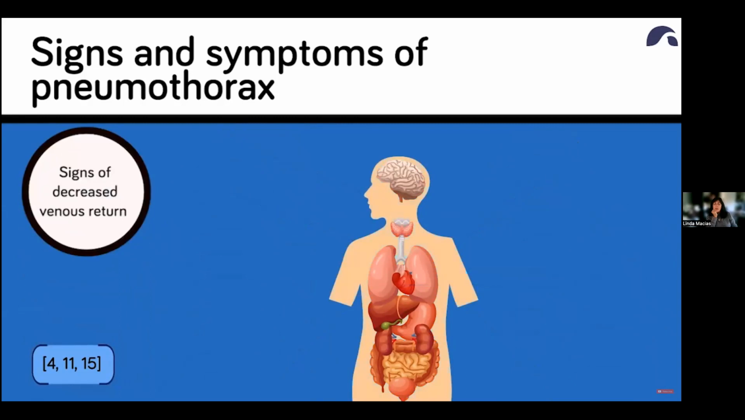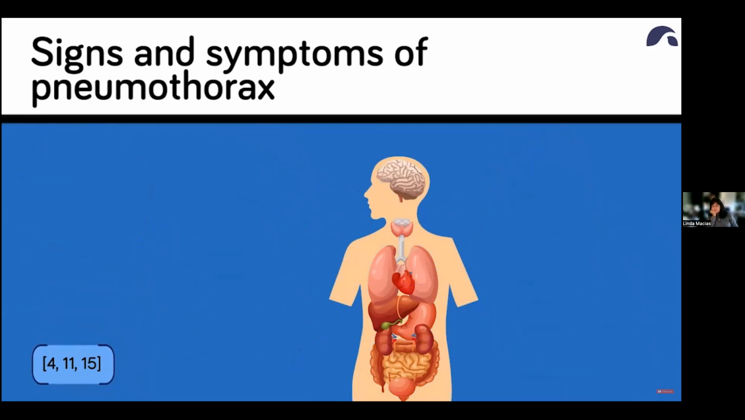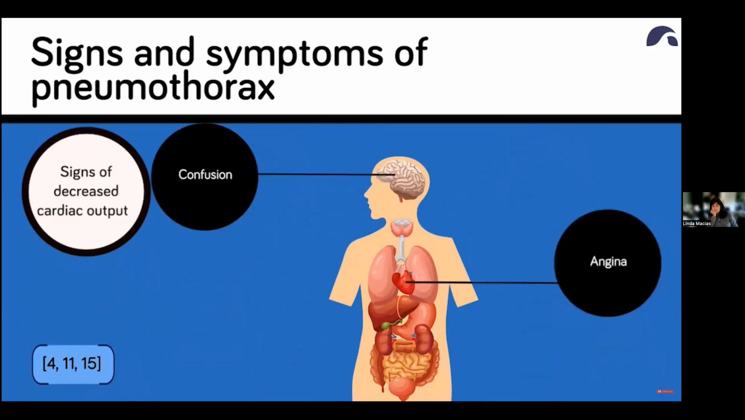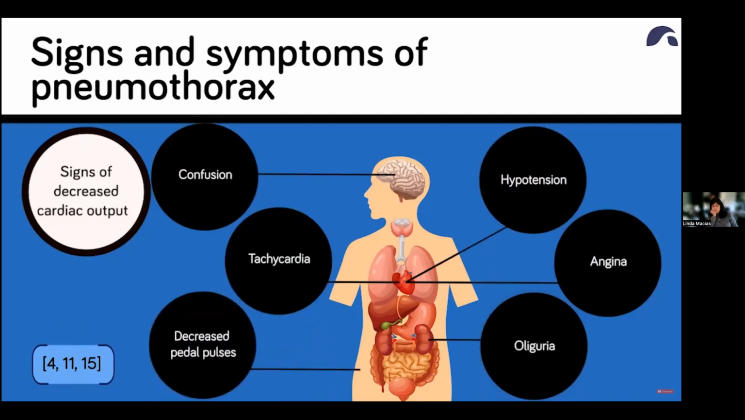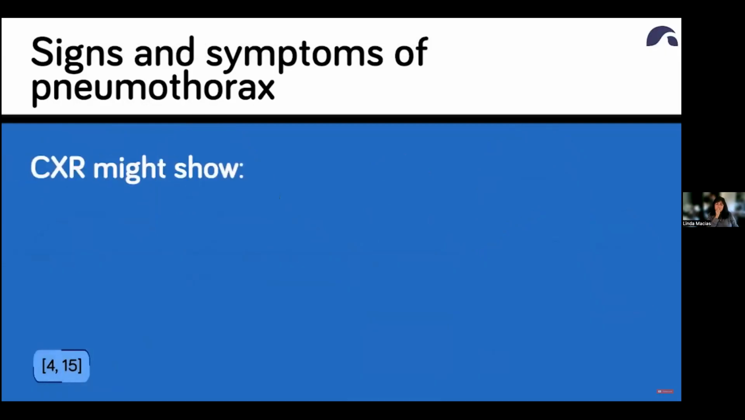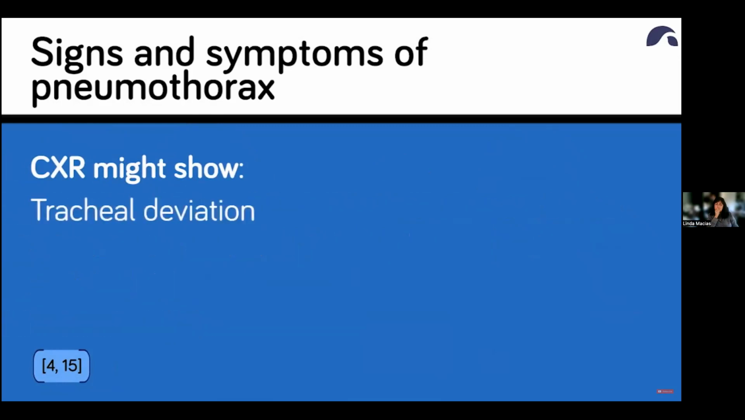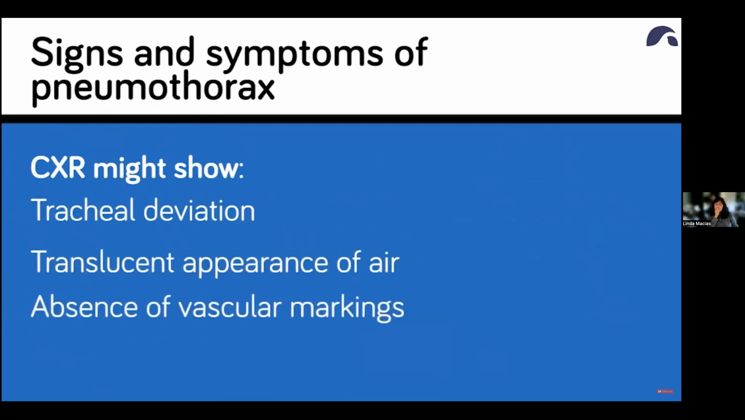Signs of decreased venous return, such as jugular distension, may also be seen with pneumothorax. And signs of decreased cardiac output, including mental confusion, angina, oliguria, hypotension and tachycardia, and decreased pedal pulses. On auscultation, absent or hyper-resonant lung sounds on the affected side might be noted. Chest X-rays may show a deep sulcus sign, mediastinal shift, tracheal deviation, translucent appearance of air, and the absence of vascular markings.